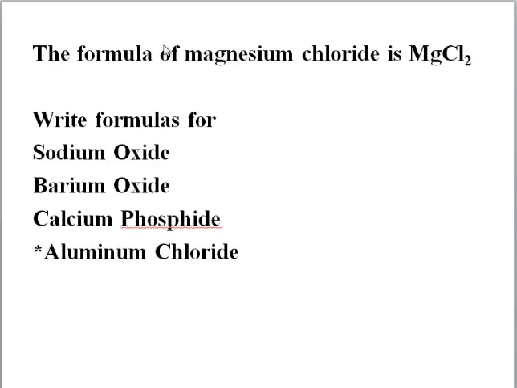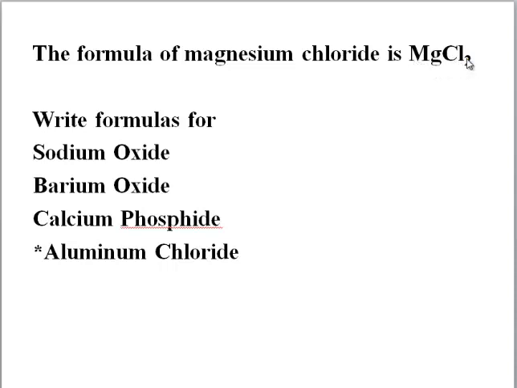The formula for magnesium chloride is MgCl2. Magnesium has a +2 charge, so 2 chloride ions are used to balance the charge. So there are 2 chlorides for every magnesium. Note that this formula does not show the charge of the magnesium cation or the chloride ion. Formulas for compounds do not show charges.